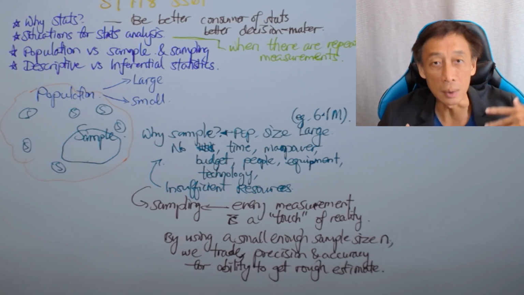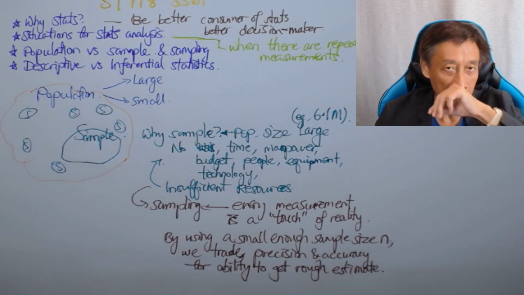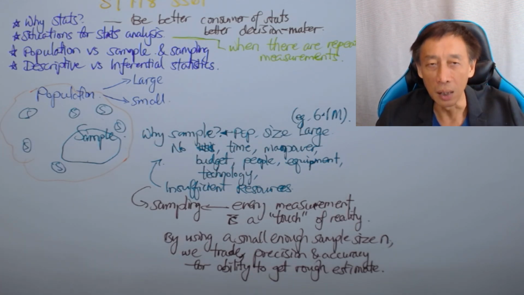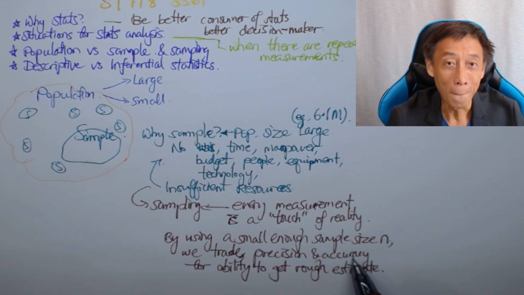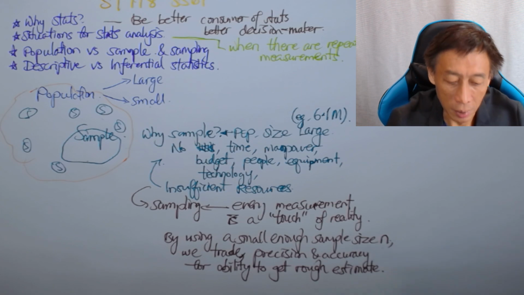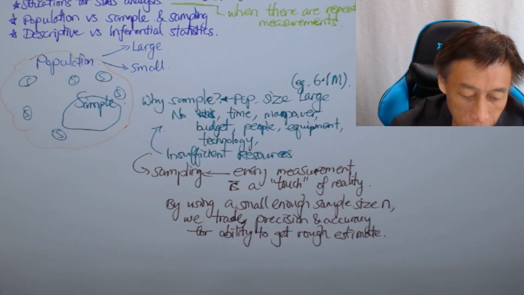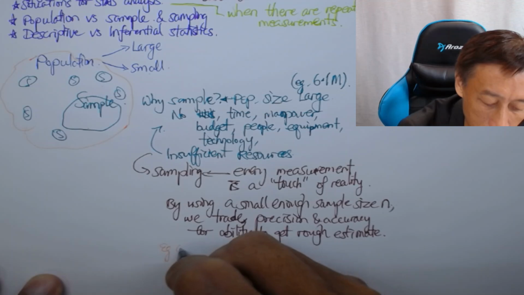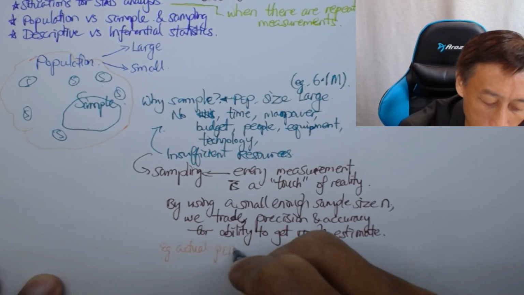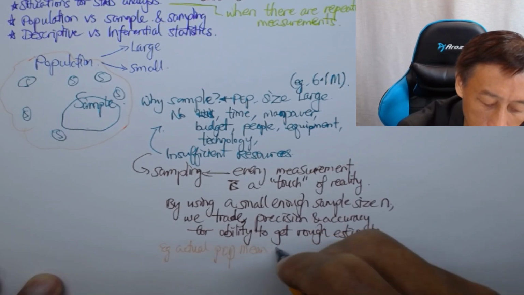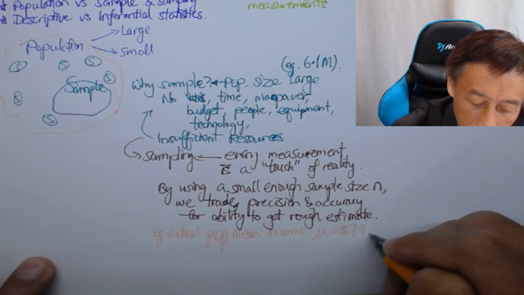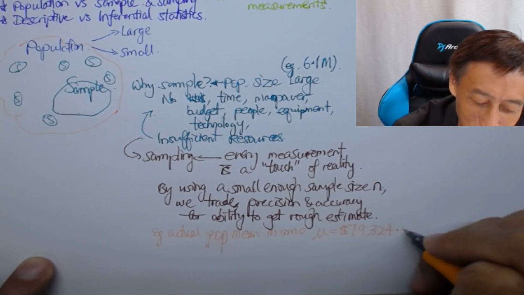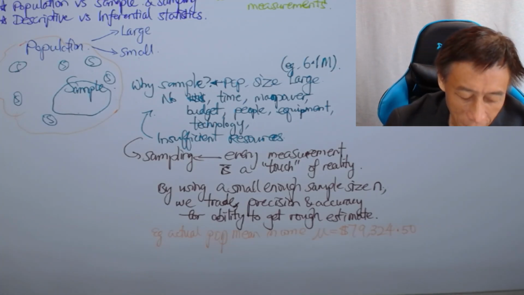For example, some might be 50,000, some might be 80,000. So when I average up, it is 63,000 per year. It is wrong, not accurate. Let's say the actual population mean income, mu, is 79,324.50. Okay. Sample income.